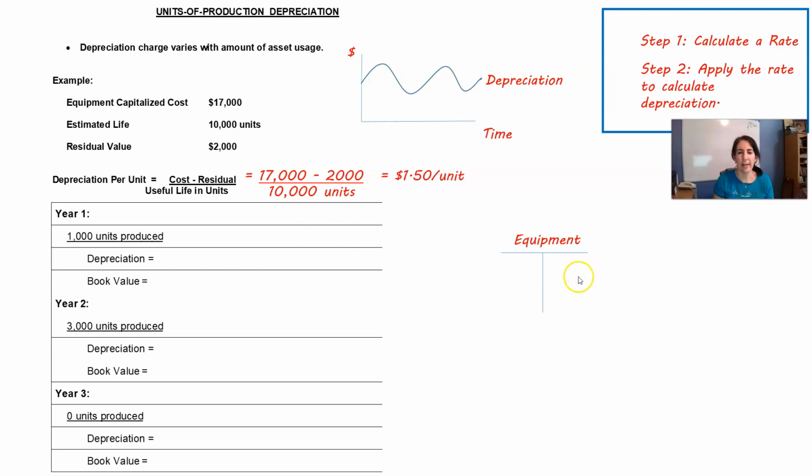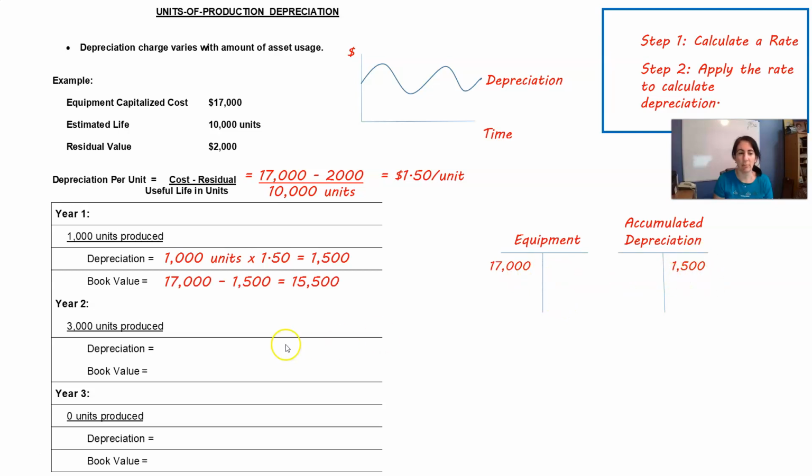All right, so let's draw our T accounts because I like those. You've got your equipment and your accumulated depreciation. The equipment's 17,000. We've got to figure out depreciation in year 1. Well, year 1 we produce 1,000 units with this machine. So we take 1,000 units times the rate, $1.50 a unit, and that comes out to $1,500. $1,500 is my depreciation this year. The net book value at this point is the 17,000 minus 1,500, which is 15,500.